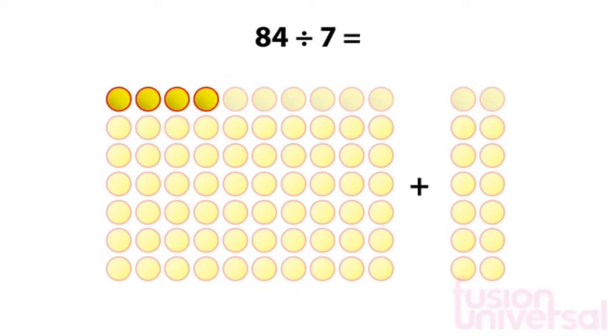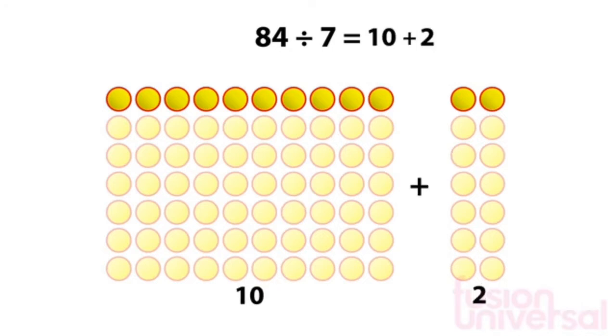In the first group of circles, we can count 10 circles in each row. In the second group, there are 2. This means that there are 10 plus 2 in each of the 7 rows. There are 12 circles in each row. This means that 84 divided by 7 equals 12.